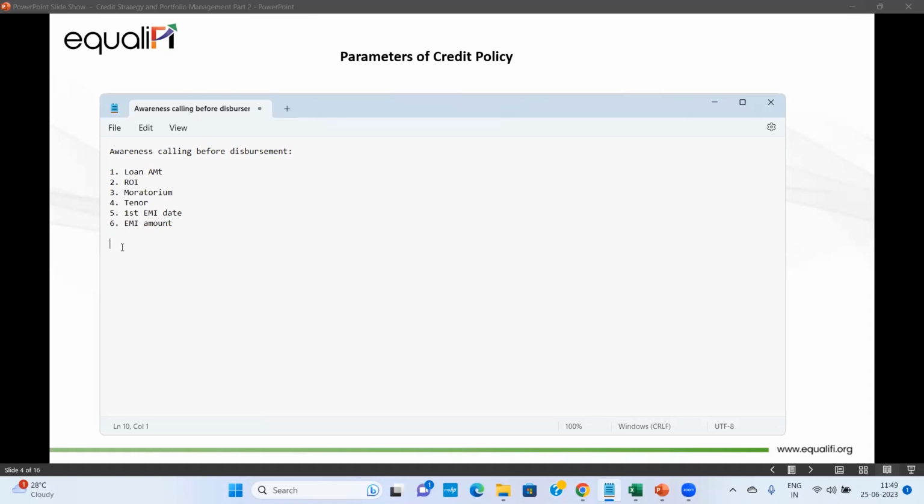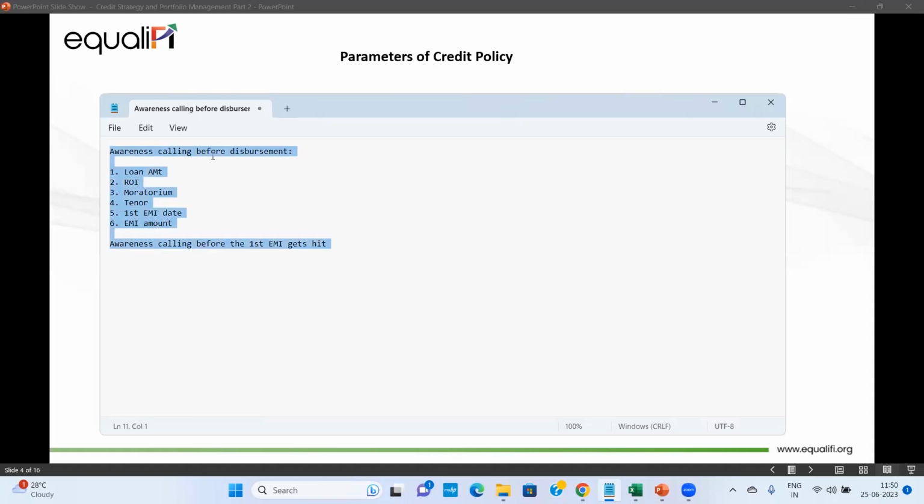Second, awareness calling is before the first EMI gets hit. Right? So you must have either manual calling or an automated calling system, a TVR calling kind of system, where the customer should be receiving multiple calls, at least 3 calls, starting from 1 week before the due date. Sir, this is your due date when the first EMI is going to get hit. Please make sure that your account is adequately funded.